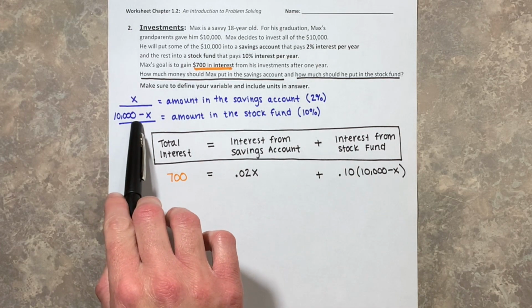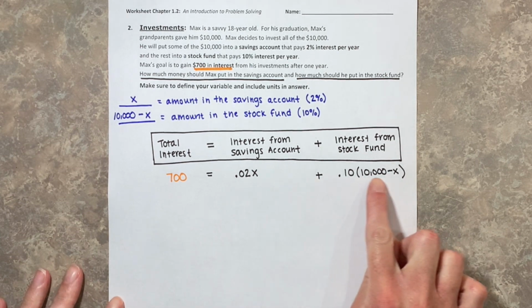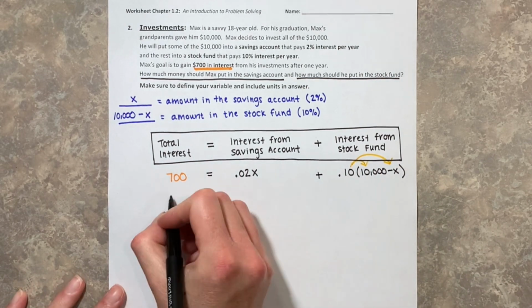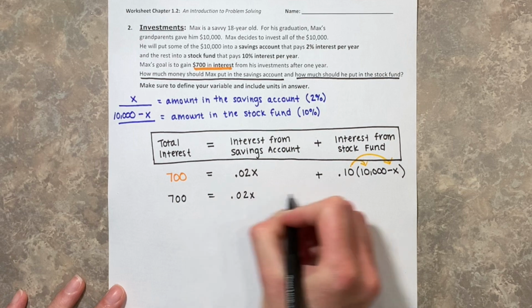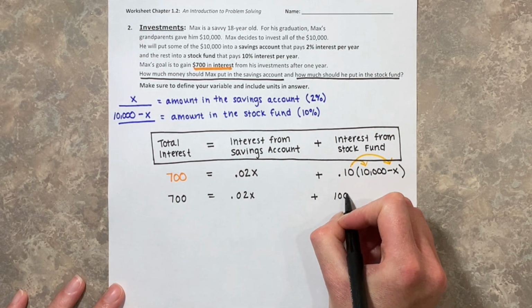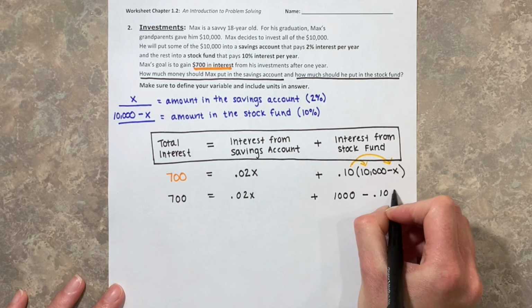was 10,000 minus x. Now we've made it through what's the hardest part for most of us, which is writing the equation. Now we go ahead and solve the equation. To solve the equation, let's start by simplifying this right side here. We can start by distributing. Let's see, we'll bring down the 700 and the 0.02x. 0.10 times 10,000 will give us 1,000. And 0.10 times negative x will give us a negative 0.10x.